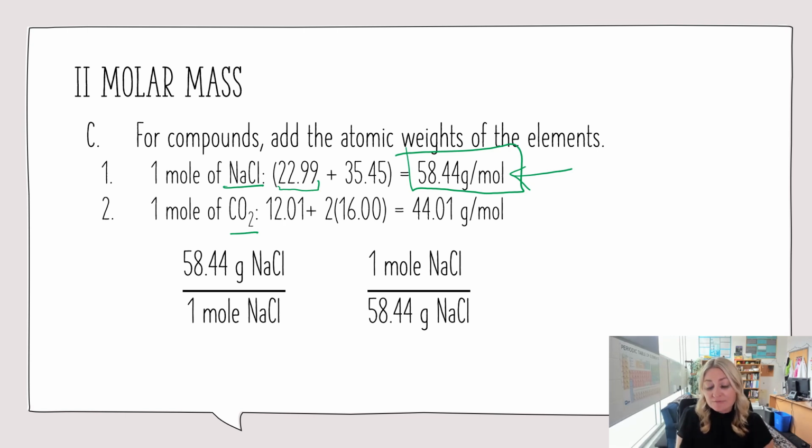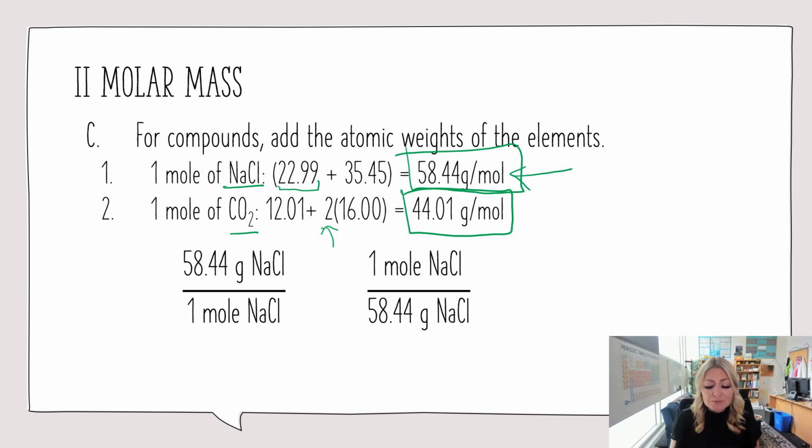I can do the same thing for CO2. Notice what the subscript does to change this though. So I'm going to look up what the mass is off the periodic table for both carbon and oxygen. Carbon is 12.01 and oxygen is 16.00. However, I have to include that I have 2 oxygens. So I'm going to multiply this value by 2 to give me my total grams per mole. So carbon dioxide has a molar mass of 44.01 grams per mole.